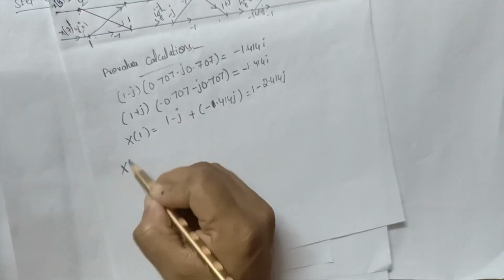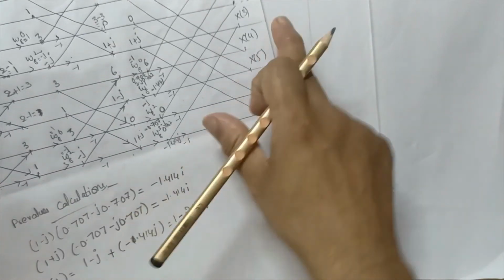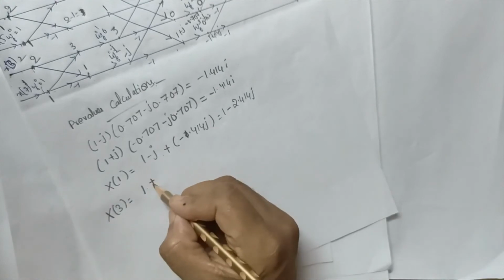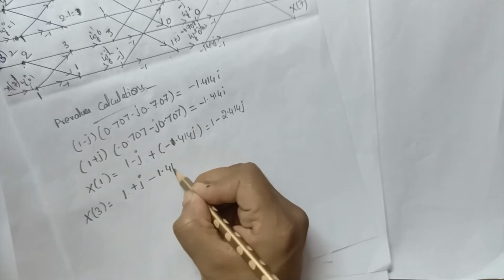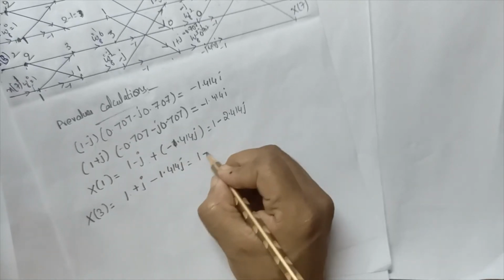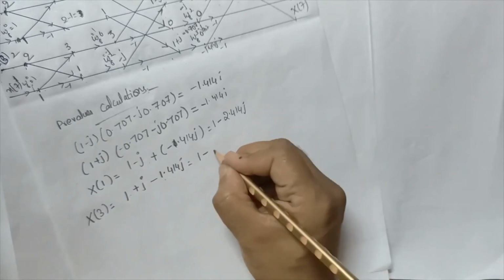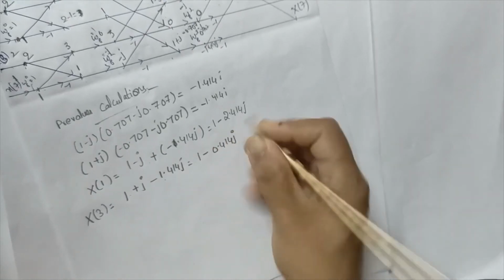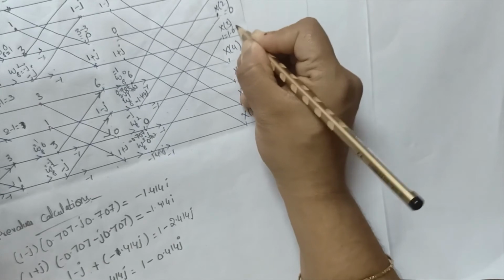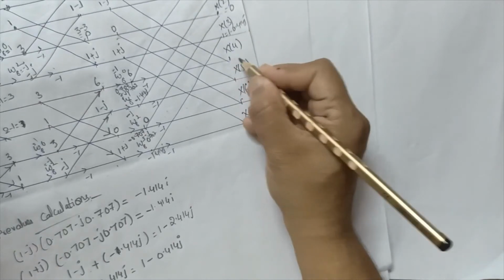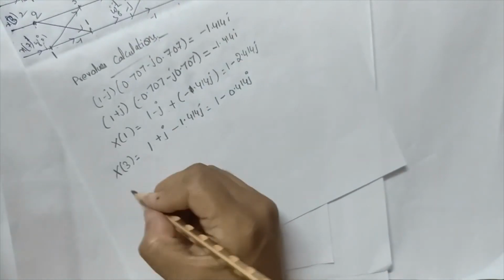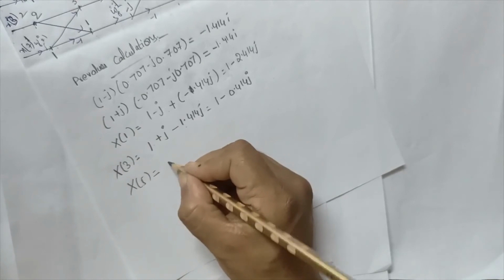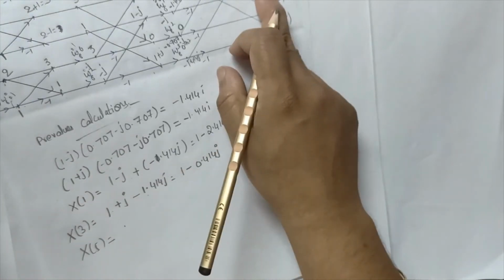X of 3 will be, x of 3 equal to, all this is rough work, we have to do in rough work and we have to represent the values alone here. Okay, so 1 plus j minus 1.414j. So that is 1 minus, this minus sign is greater value, so 0.414j. X of 3 value will be 1 minus 0.414j. X of 4 will be 6 minus 6, that is 0. X of 5 will be here.